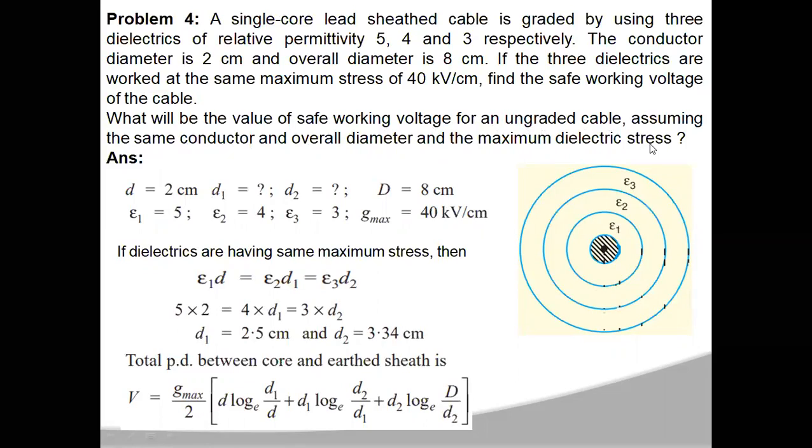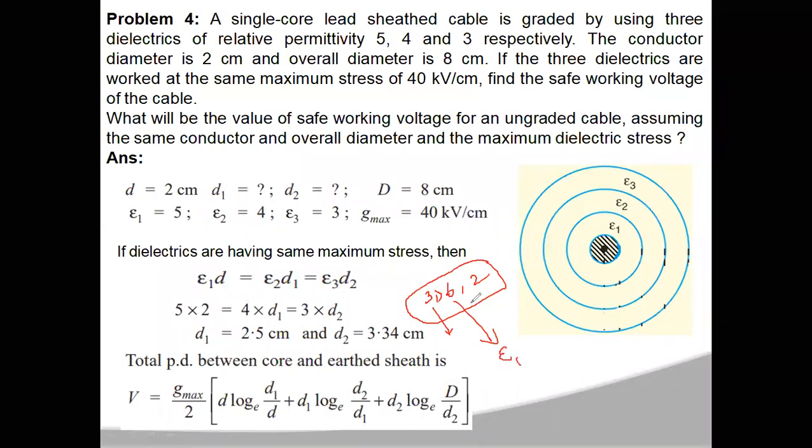First you have to consider a single core cable, right? And that single core cable is graded by using 3 dielectric materials. These 3 dielectric materials will have relative permittivity 5, 4 and 3 respectively. That means the first layer or first dielectric material will have 5, next 4, next 3. Suppose these values are not given in decreasing order, you have to consider that your first layer will be the layer which has the highest permittivity. Sometimes instead of giving 5, 4, 3, they may give values like 3, 6, 2. If you observe here, the highest value will become your epsilon 1.